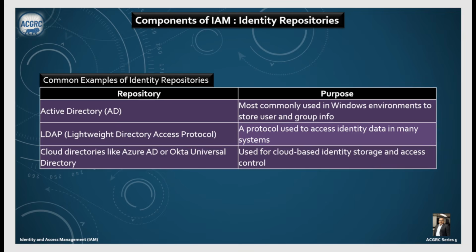Common example, Active Directory. That's the repository. Purpose: most commonly used in Windows environments to store users and group information. Next is LDAP, which is Lightweight Directory Access Protocol. It's a protocol used to access identity data in many systems. Next is Cloud Directory like Azure AD or Okta Universal Directory. It's used for cloud based identity storage and access control.